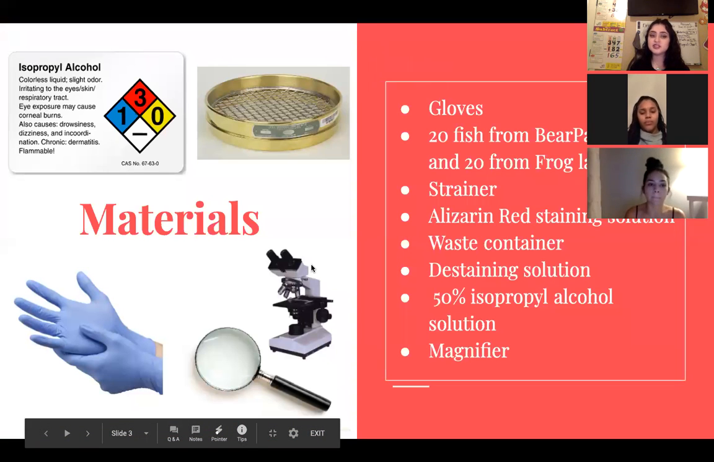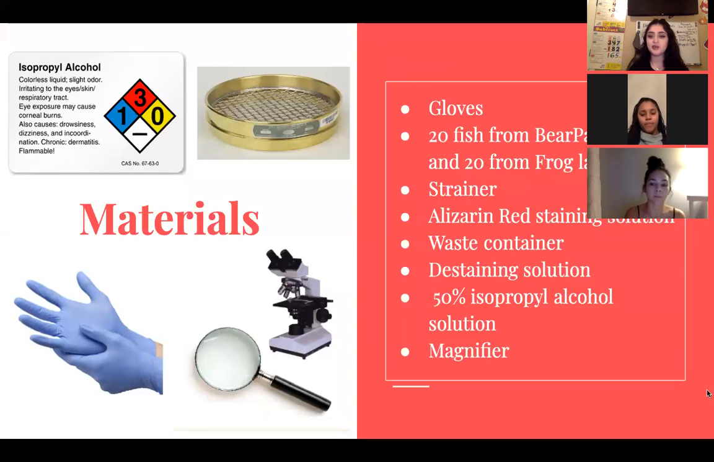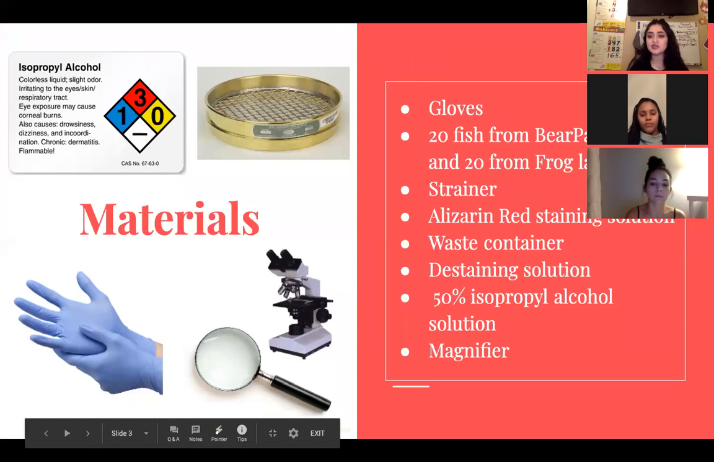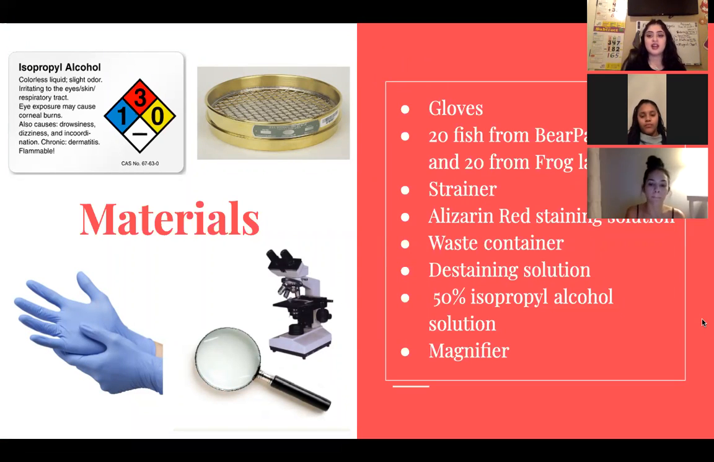Okay, our materials for this project are, of course, gloves, 20 fish from Bear Paw Lake, and 20 from Frog Lake. We're going to have a strainer, Alizarin red staining solution, a waste container, destaining solution, 50% isopropyl alcohol solution, and a magnifier that will be used for this whole project.